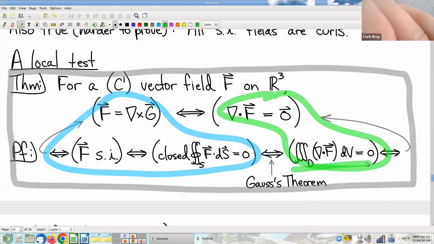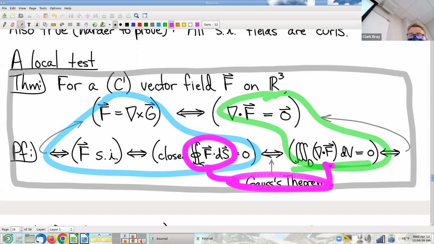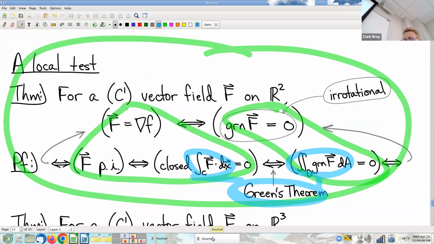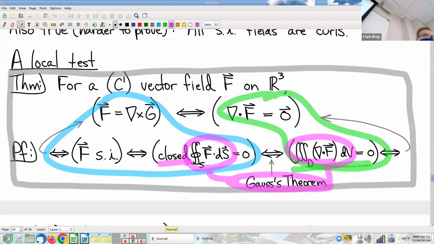Okay, so the connection between these two ideas is Gauss's theorem, because it connects fluxes to triple integrals. Closed fluxes are triple integrals of divergence. So the analogy is crazy strong. Green's theorem connects ideas about gradients to ideas about Green's operator. Gauss's theorem is connecting ideas about curl to ideas about divergence. And so this is another local test.